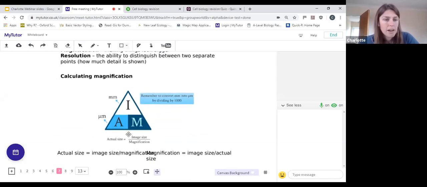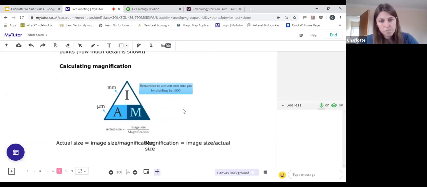So for calculating magnification, I don't know whether you use these triangles. I assume that you do for equations. So for this triangle, actual size, which is A, is image size, which is I, divided by magnification. So if you want to find the actual size of something that they've given you in an exam, you need to divide the image size by the magnification, and those will both be given to you in the question.